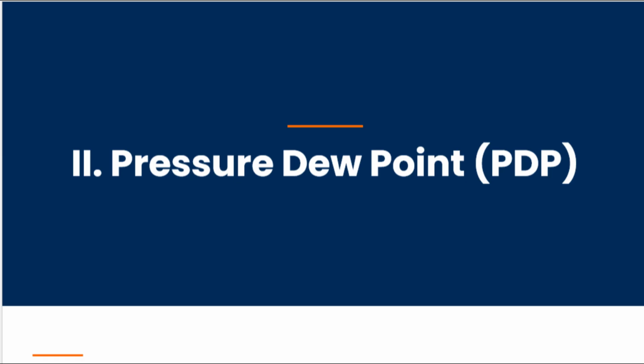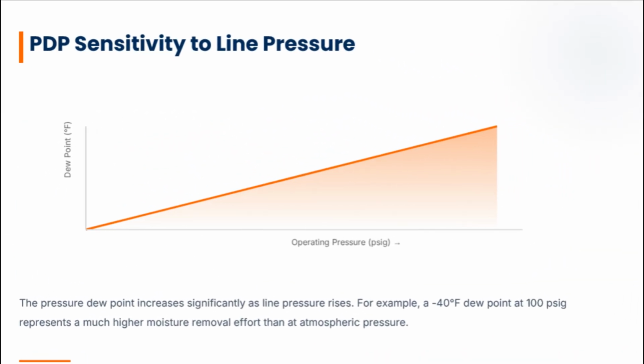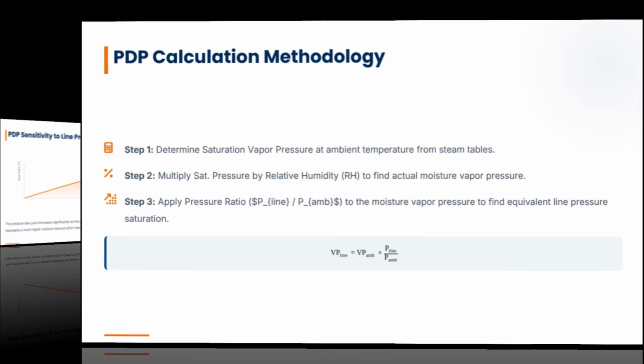Now, the part most engineers underestimate. Pressure dew point is not the ambient dew point you read off a psychrometric chart. Compression changes the game. Compress the air, and you compress the moisture with it. A minus 40 degrees Fahrenheit PDP at 100 psig is a far harder duty than the same minus 40 degrees Fahrenheit at atmospheric, because the partial pressure ratio is doing the work.